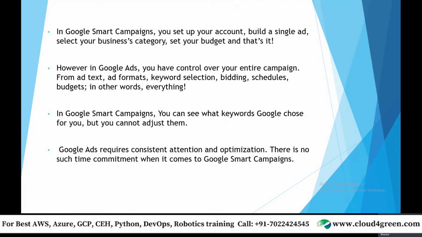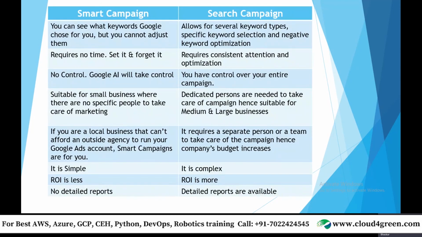However, in Google Ads, you have control over your entire campaign. You can choose ad tags, ad formats, bidding, keyword selection, scheduling, so almost everything. In Google Smart Campaigns, you can see what keywords Google chooses for you, but you cannot adjust them. Google Ads requires consistent attention and optimization, whereas there is no such time commitment with Google Smart Campaigns. We will study in detail the major differences between Smart Campaign and Search Campaign.